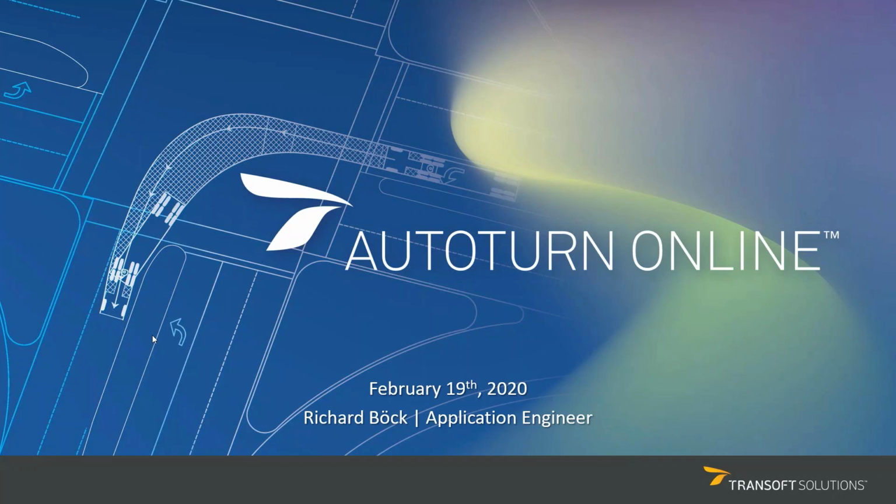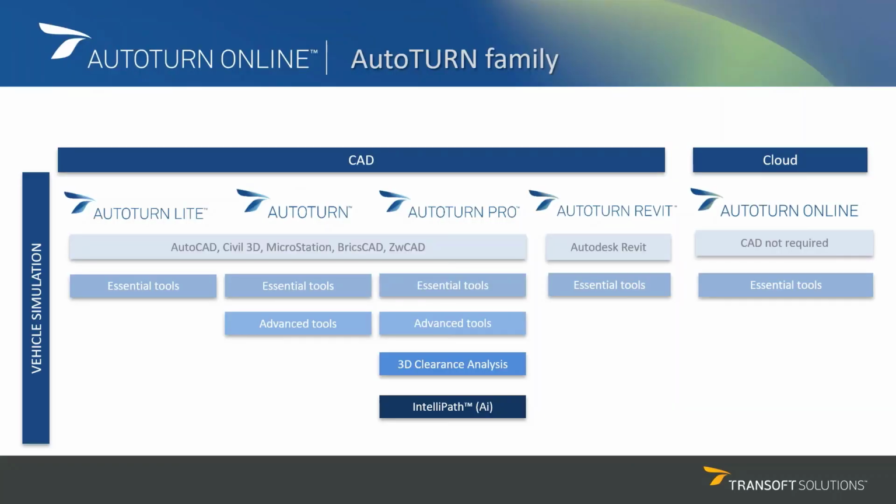Now, first, let me start with a quick introduction, which is that AutoTURN is the industry standard for turning path analysis, and it's used in over 120 countries and running on a variety of CAD software. Now, the differences between AutoTURN versions can be found in functionality, ranging from an essential tool set to advanced 3D swept path analysis tools. AutoTURN Pro even includes leading-edge AI technology to automate swept path generation with IntelliPath.